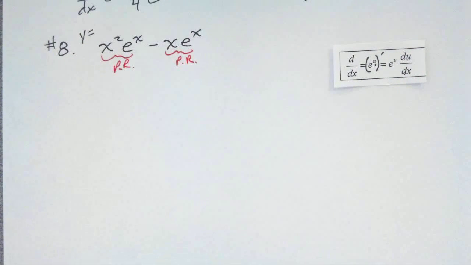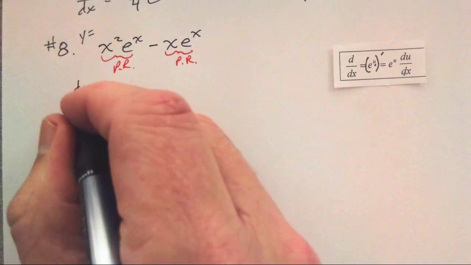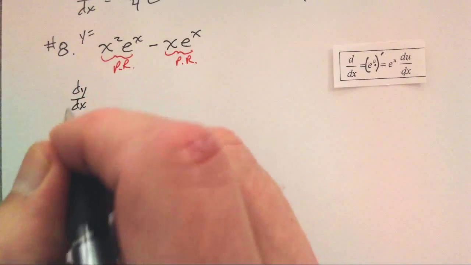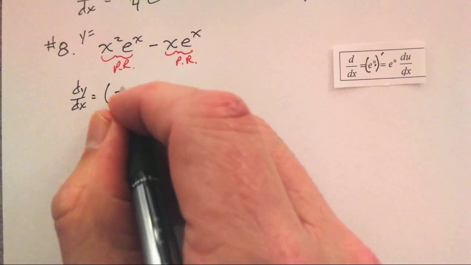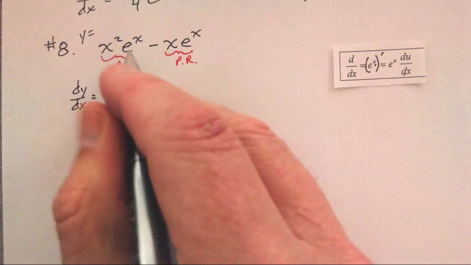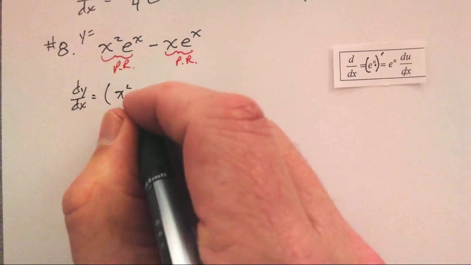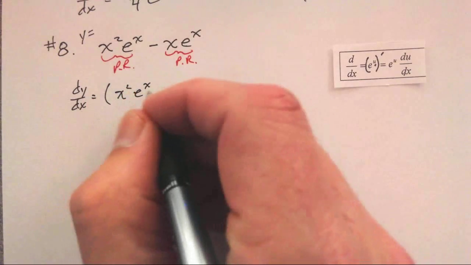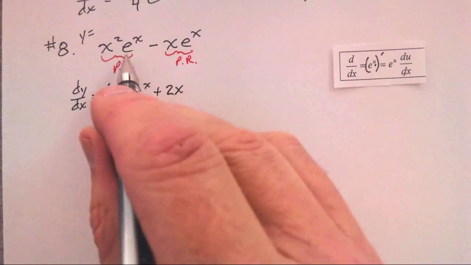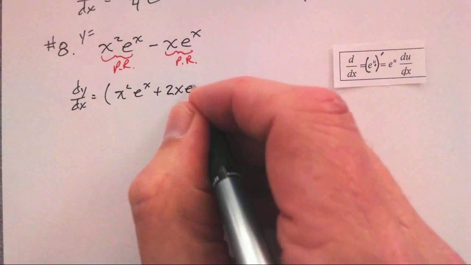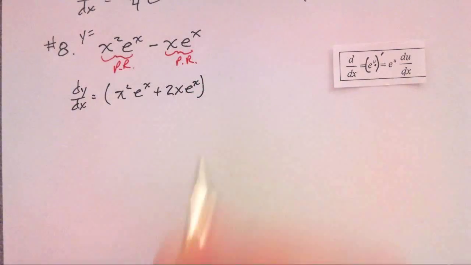Is it necessary? Not all the time. We'll come right back to that. Product rule. I want the first, x squared, times the derivative of the second. Derivative of e to the x is e to the x, plus the derivative of the first, 2x, times the just plain second, e to the x. Did I need those parentheses? Nope.